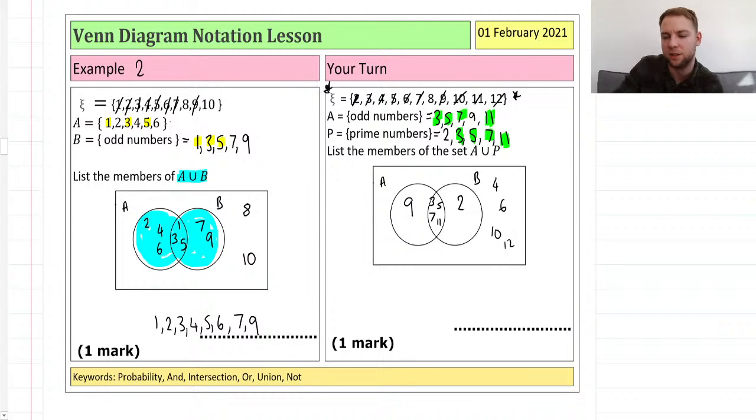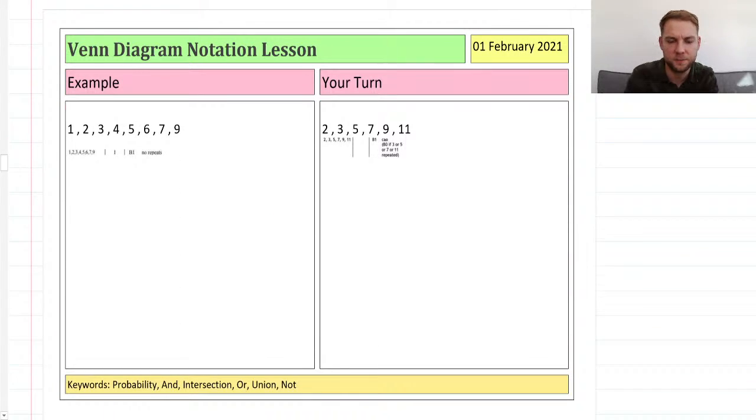Now, as I said, you don't need to draw a Venn diagram for this, but I think it does help us. So what's in A or B? Now, you could just list everything which is in these two here, which is going to be 2, 3, 5, 7, 9, and 11. Brilliant. So there's your answers. Super.